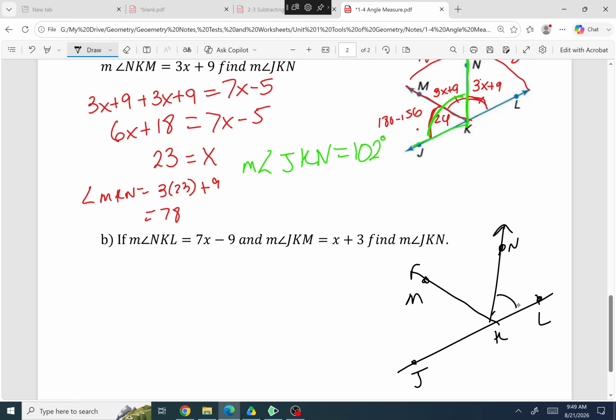All right, I know NKL is 7x minus 9. I also know it still bisects from the last problem. It's doing the same problem again, so the things that were true there are true here. So these are still equal, yeah? So that also means this is 7x minus 9, right? And what do I know? JKN is x plus 3. All right, how am I going to solve this?